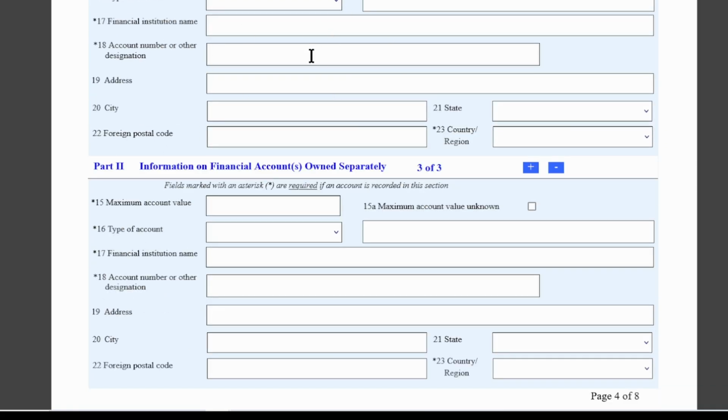Now you could just bring up last year's FBAR if you have one and just copy and paste all of the information. The only thing that's usually going to change is the maximum account value. So it would be nice if they had an online account that just pulls your information from the previous year, so that all you have to do is change the maximum account value if it has changed, and everything else usually stays the same mostly.